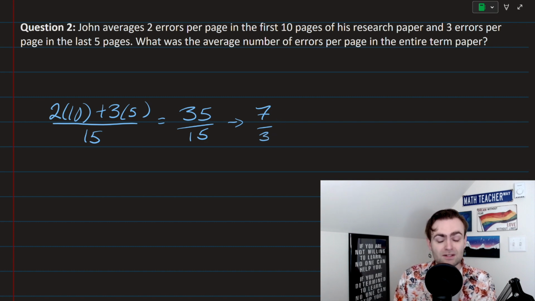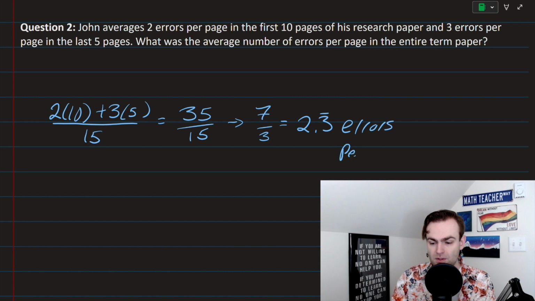So 7/3 is an acceptable answer, or we can write this as its decimal equivalent, which would be 2 whole 3s and a third. So 2.3 repeating, and the units would be errors per page.